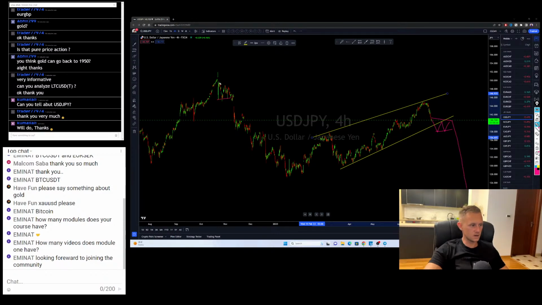As soon as I have this confirmation, I will know that we will go and break the previous low. But until then, I will still watch for another leg higher, which is very possible, and it can be really aggressive to the upside, back to the top, breaking the top, and then reversing to the downside. This is most likely what will happen over there on the USD yen.